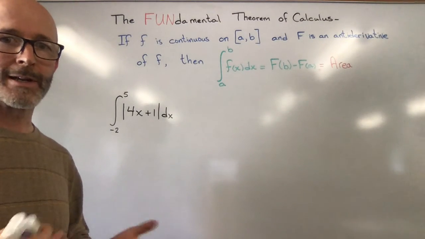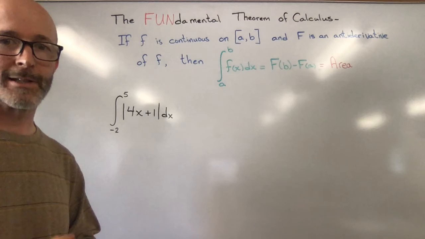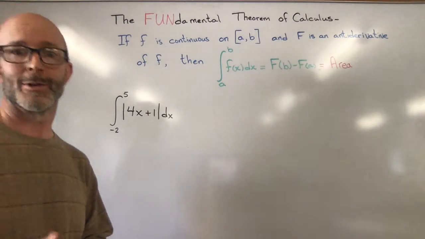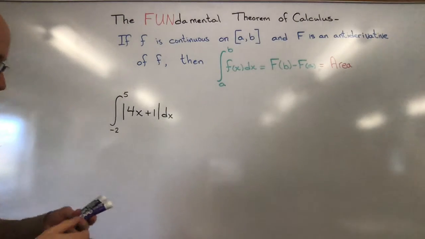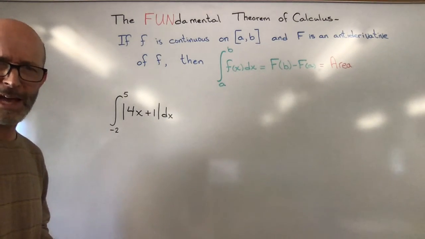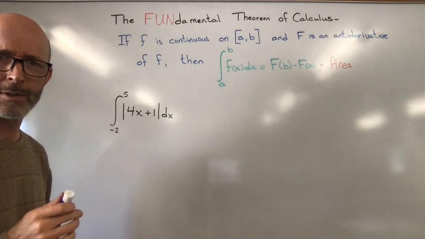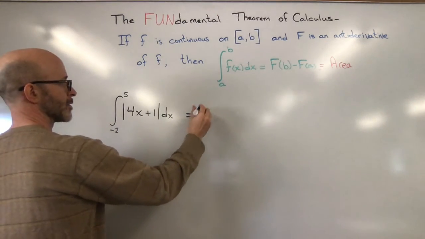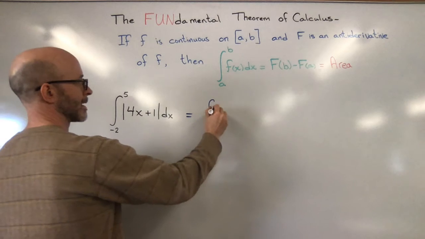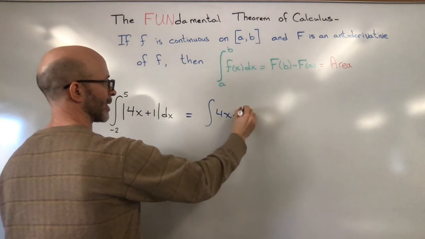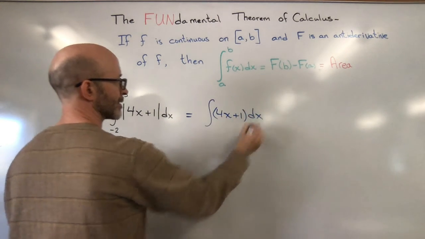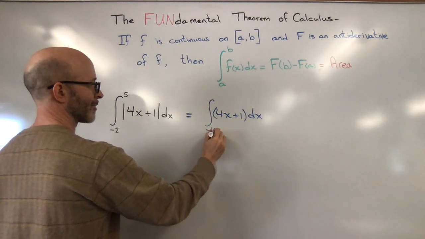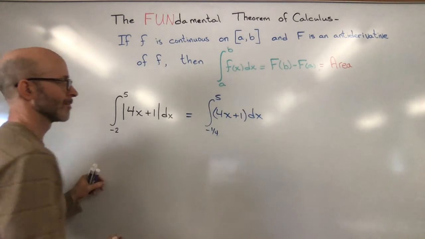Flash forward. Now you're in calculus class, and you get a definite integral of an absolute value. Who'd have thought? Well, here's what you can do. Actually, this is what you should do. Find out where the vertex is for this particular function. You know that the integral is just going to be 4x plus 1 anywhere to the right of that. If you guessed the vertex was at negative 1/4, you are correct.